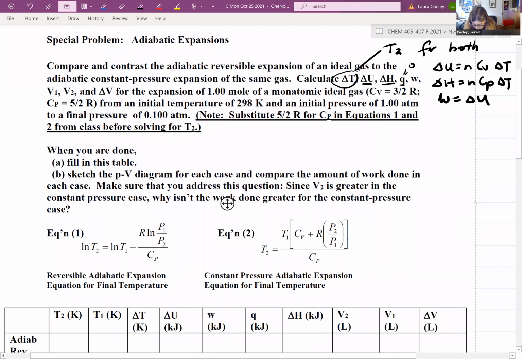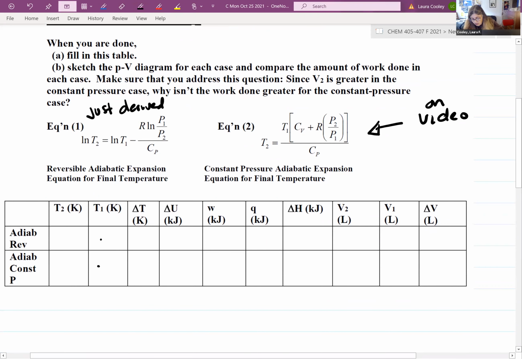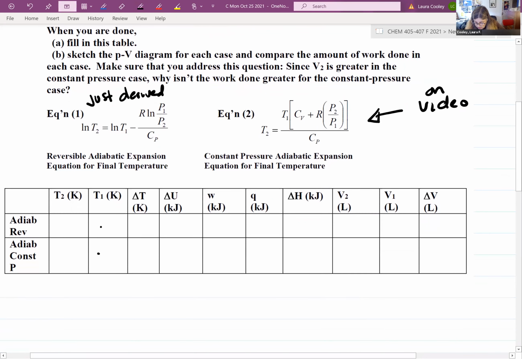So here's the two equations, the results really. This one is the one we just derived. And this one is on the video. Okay. And then you'll fill in this table, this is given. You'll put in your T2s, you find your delta T, delta U, W, Q. But what I also would like you to do is to draw graphs that compare these situations.